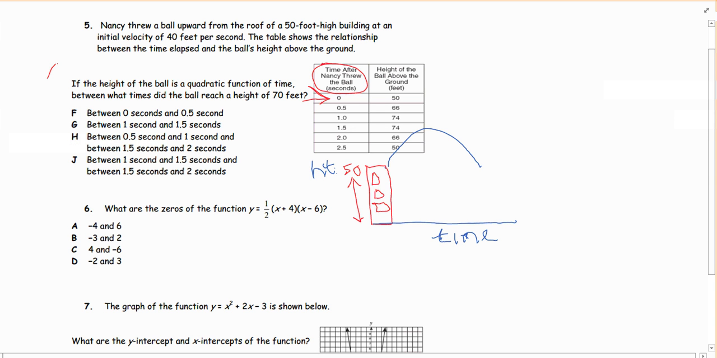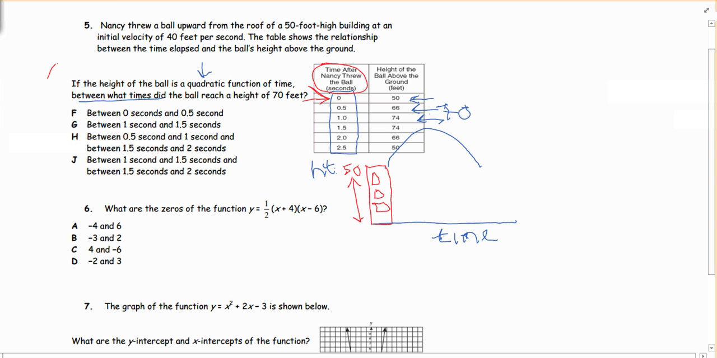Regardless of whether you draw the picture or not, let's look at the question. It says, if the height of the ball is a quadratic function, between what times is the ball 70 feet? So we know we started off at 50 and we're looking for 70, right? Then it goes up to 66 feet, and then to 74. So 70 is going to be right there in the middle somewhere.